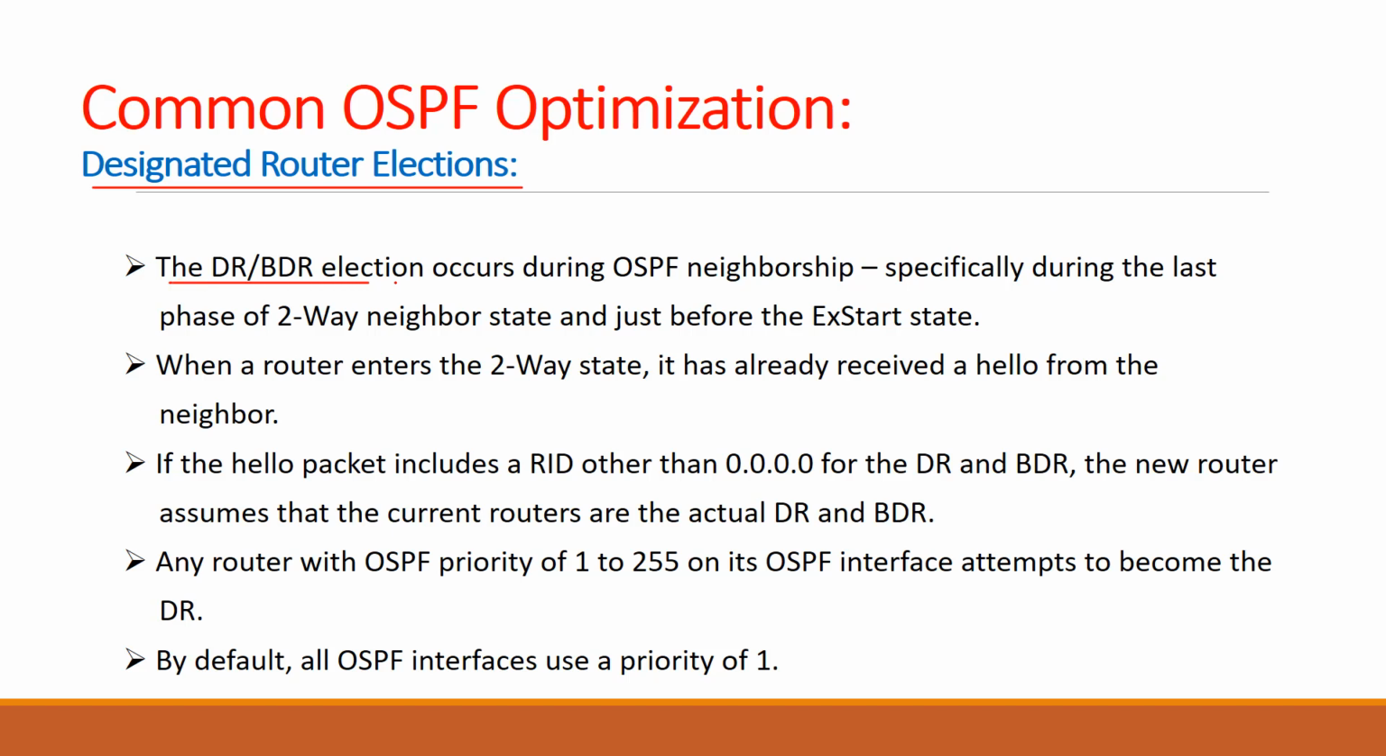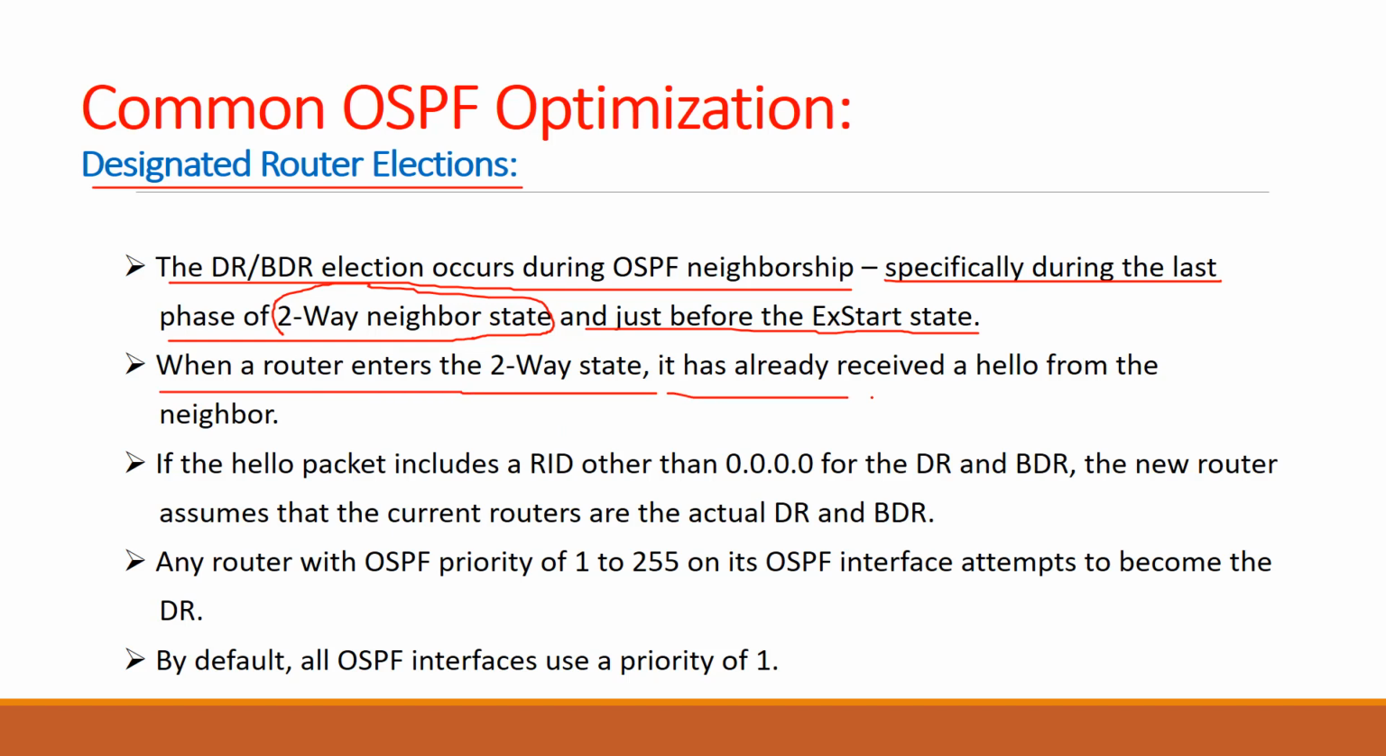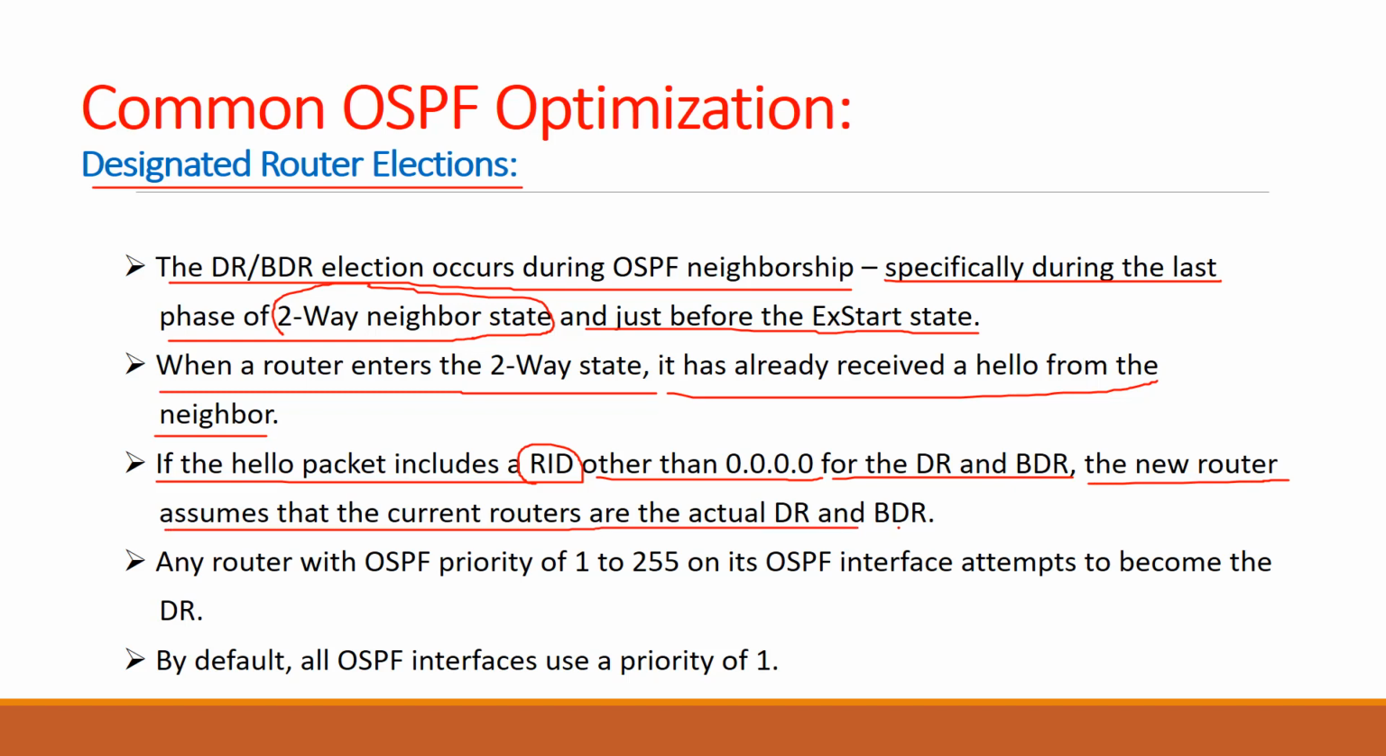The DR and BDR election occurs during OSPF neighborship, specifically during the last phase of two-way neighbor state, and just before the ExStart state. When a router enters the two-way state, it has already received a hello from the neighbor. If the hello packet includes a router ID other than zeros, 0.0.0.0, for the DR and BDR, the new router assumes that the current routers are the actual DR and BDR.